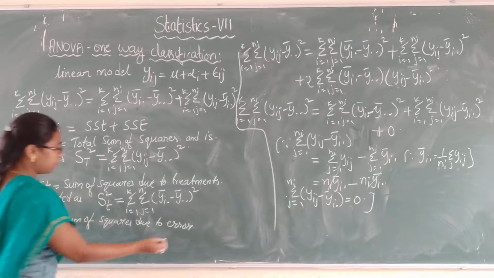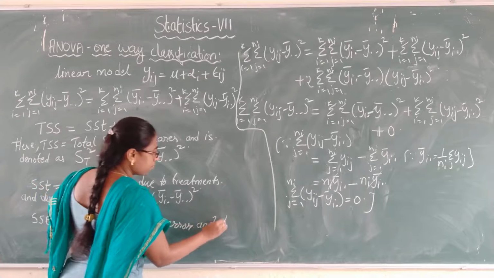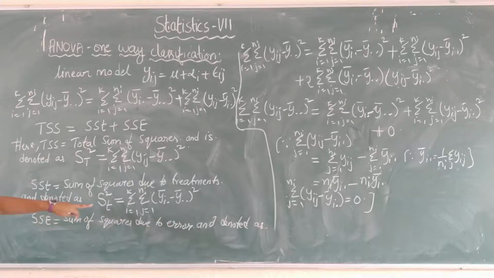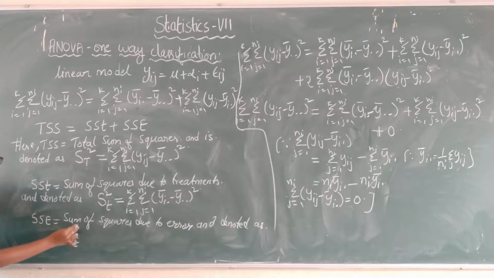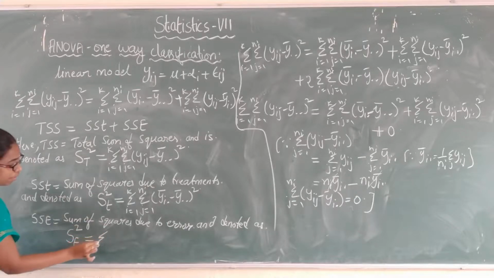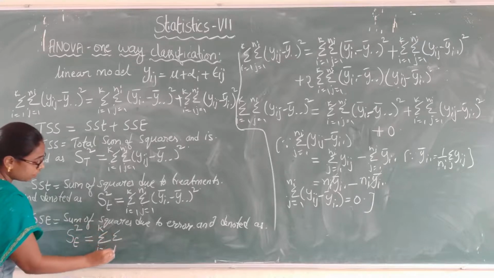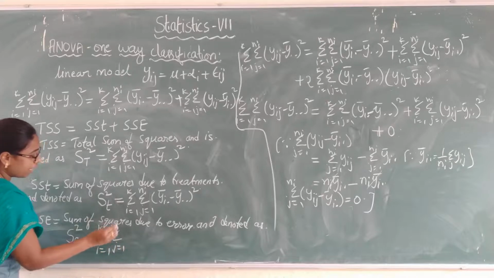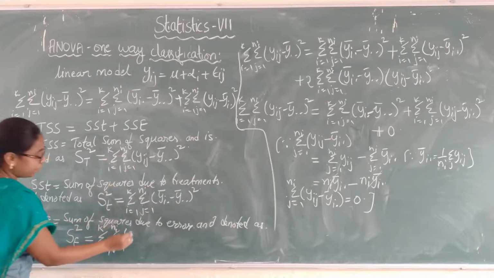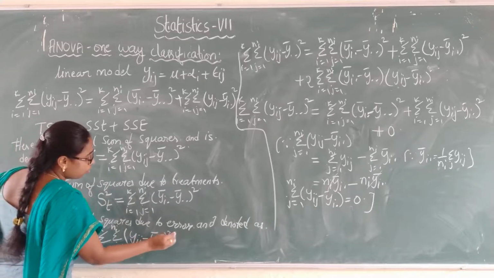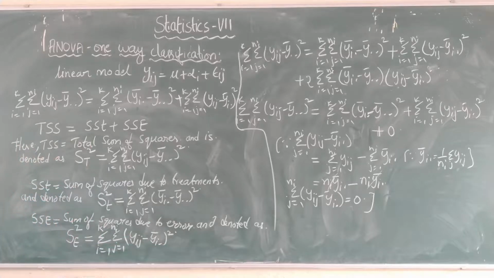And it is denoted as, so here we are writing S squared. Here error is denoted with E. So S_E squared equals the double summation over i equals 1 to k, summation over j equals 1 to n_i, of (y_ij minus y_i dot bar) whole squared. So this is the error sum of squares.